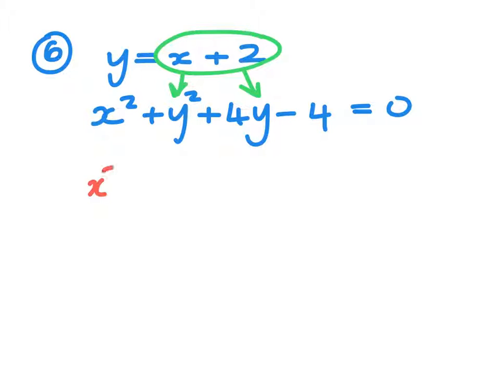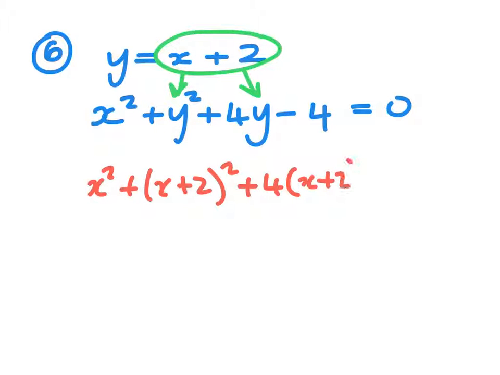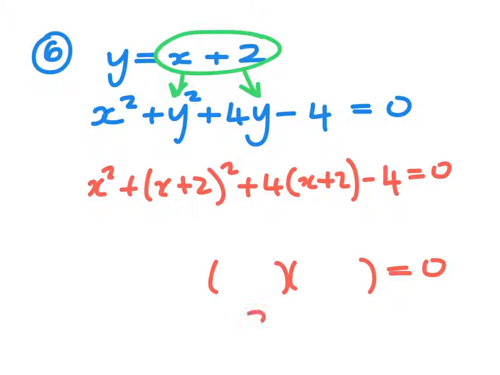So we get x squared plus (x plus 2) squared plus 4 lots of (x plus 2), take away 4 equals 0. And we remove all the brackets, we tidy all that up, and hopefully we're going to get to a situation when you factorise it that these two brackets are the same. So we only have one point of contact. Remember to write your statement at the end as to whether you've got a tangent or not.